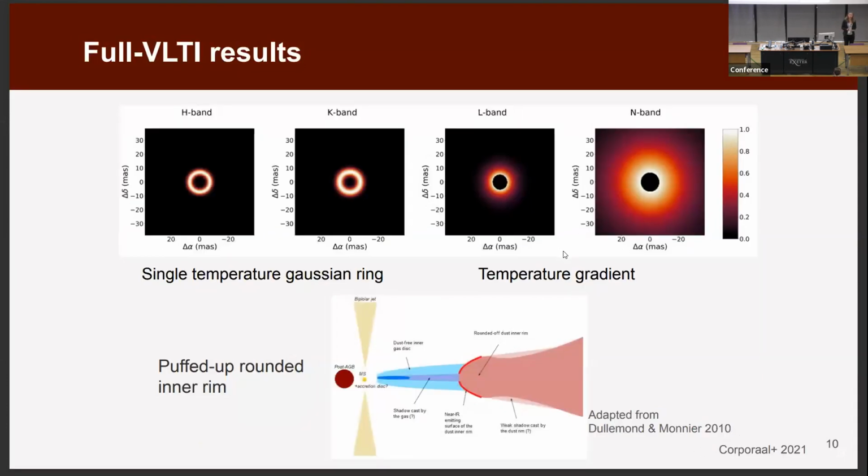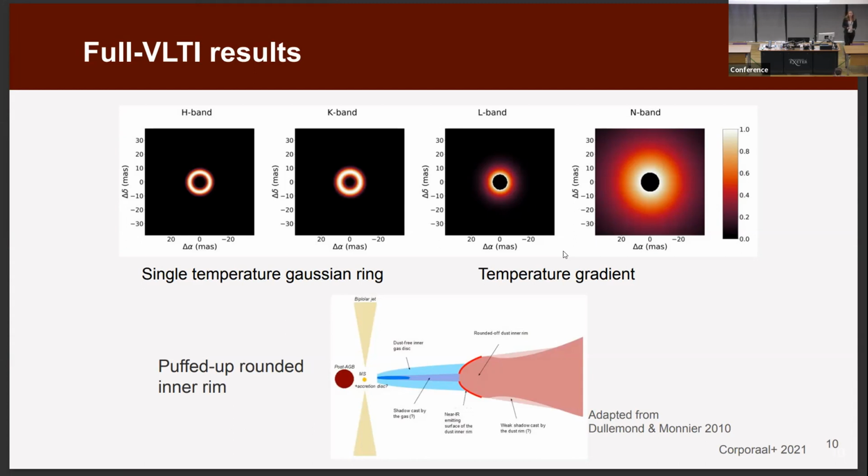And this is because we use the families of models to fit the visibility data of the different bands. We try to fit both a single temperature Gaussian ring and a temperature gradient model to fit each individual band. We found that the near-infrared bands were better fitted with a single temperature Gaussian ring, and the mid-infrared bands were better fitted with a temperature gradient model. And this can actually tell us something important about the inner rim structure.